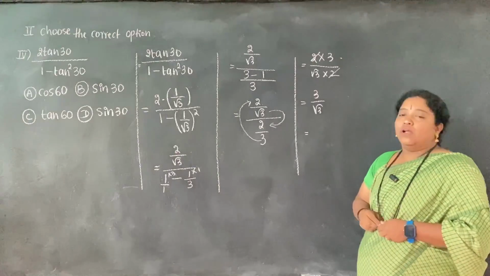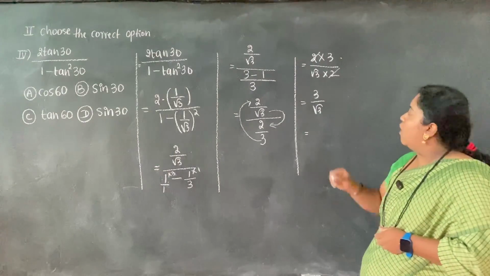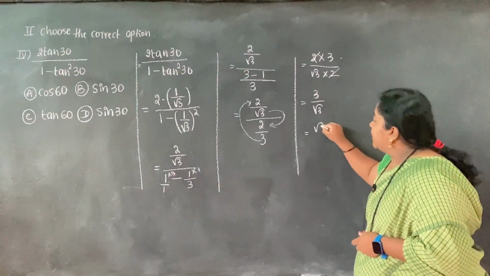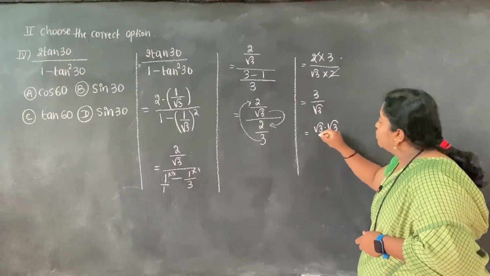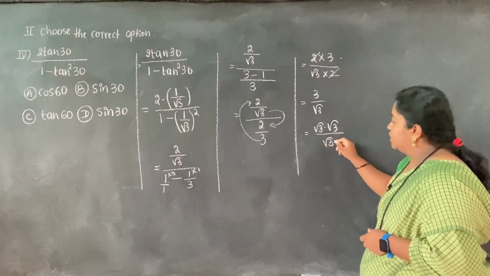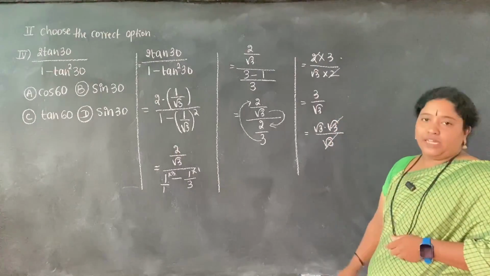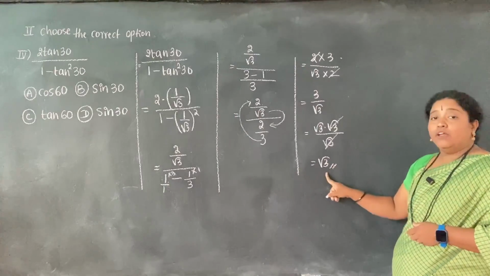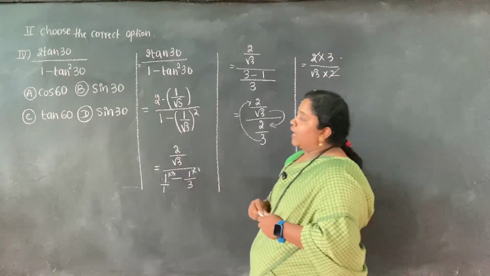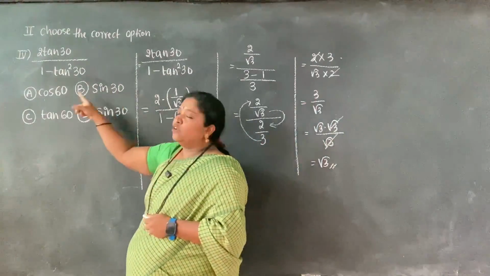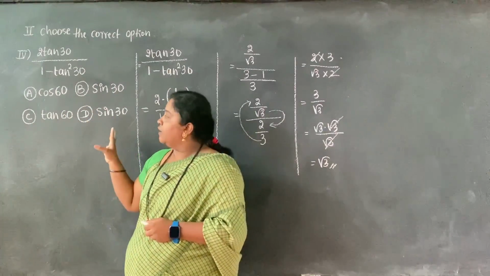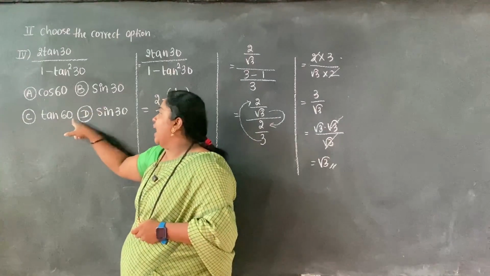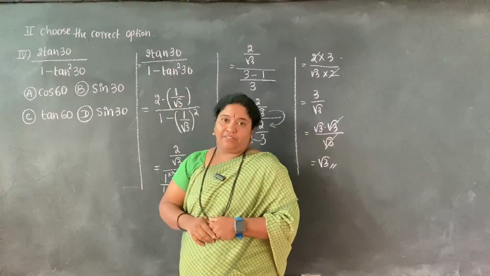And I told you, how can I write 3 to simplify this root 3? 3 can be written as root 3 into root 3 divided by root 3. Root 3 got cancelled. I am left with root 3. What is the answer I got? Root 3. But when you look at the options, is there root 3 in the options, dear? No. What we have is cos 60, sin 30, tan 60 and sin 30.